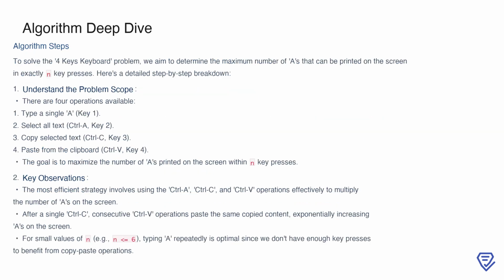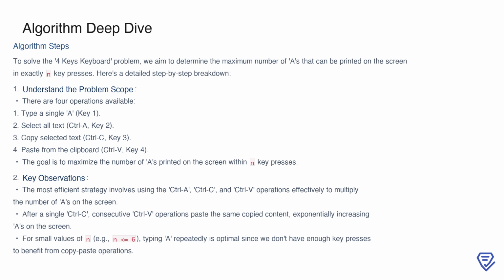To tackle the 4 keys keyboard problem, our objective is to find the maximum number of A's that can be printed on the screen with exactly n key presses. The operations available are straightforward. Pressing key 1 types an A, key 2 selects all text, key 3 copies the selected text, and key 4 pastes the copied text. A key insight is that the combination of Ctrl-A, Ctrl-C, and repeated Ctrl-V operations enables exponential growth of A's on the screen.